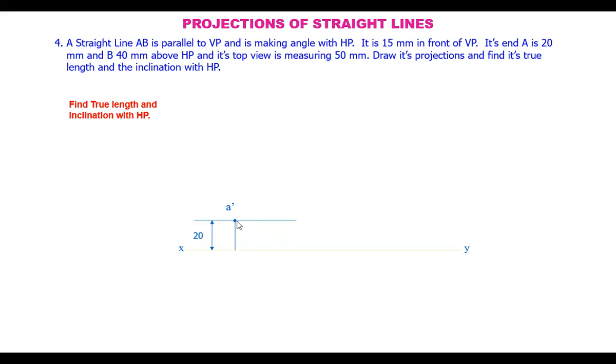This is at 20 mm above HP. And at a height of, and of course, here let's represent the point in front of VP. That is, the top view is 15 mm from the reference line. Draw a projector and its top view is marked at a distance of 15 mm here, and this is A here. Okay.